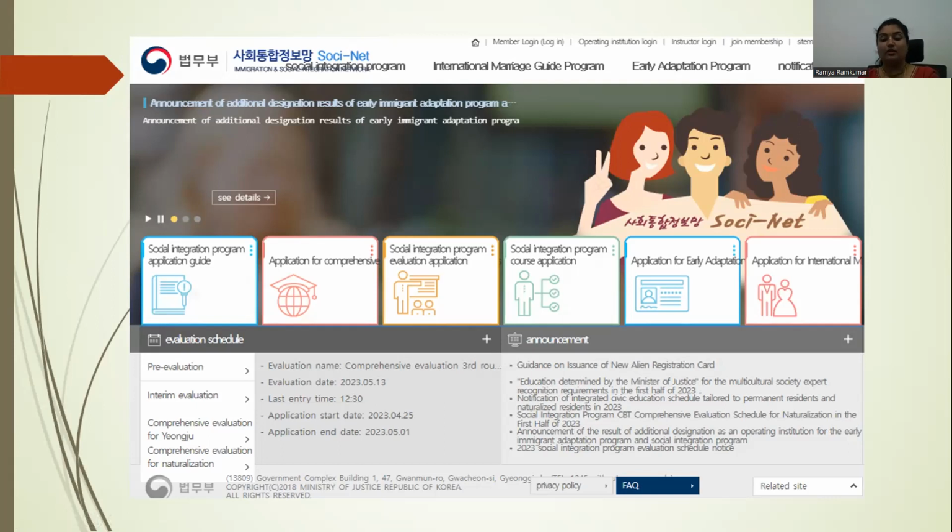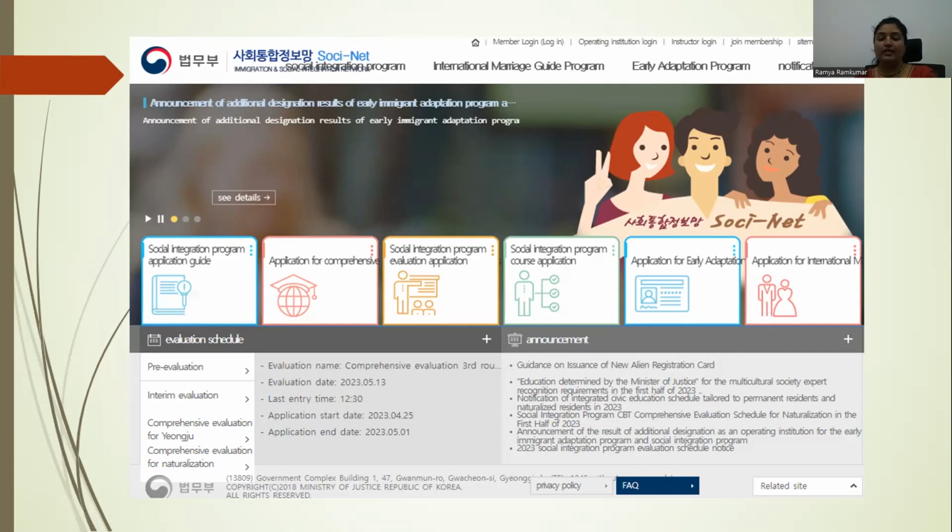In case you have problems, there are KIIP centers available in each and every city. Near Yeungnam University, near the front gate, there is a Daegu Bank building. And above that building, the KIIP center is there.